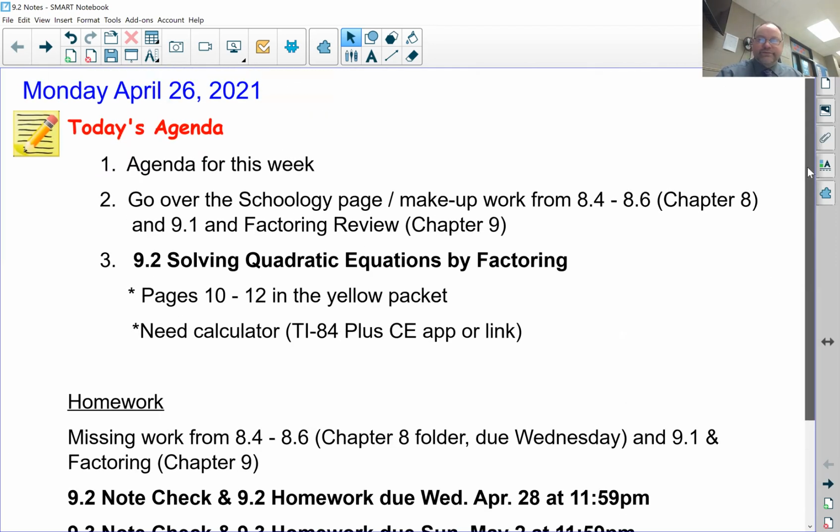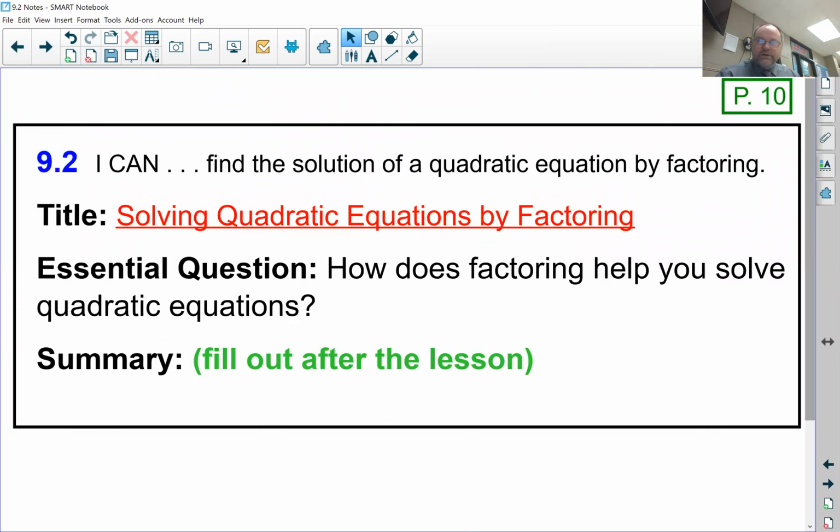All right. So today we are going to look at solving quadratic equations by factoring. That is why last week we spent some time reviewing how to factor quadratic expressions.